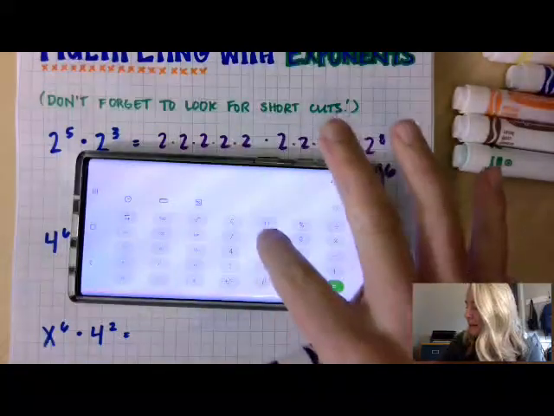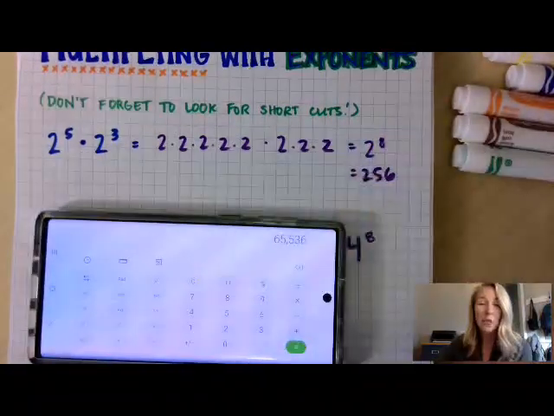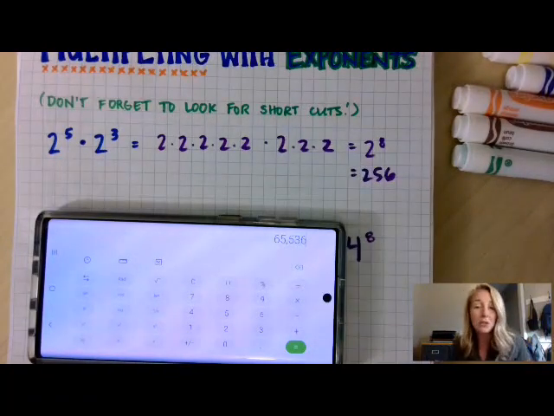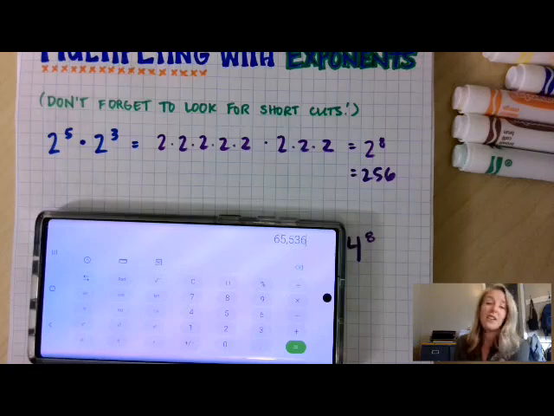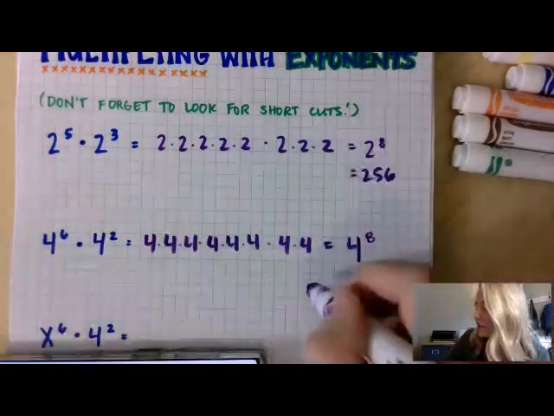4 raised to the 8th power is going to be kind of a big one, right? We get big really fast. In fact, if you've heard anything in the news lately about exponential growth or exponential change, when we're using exponents, change happens really quickly. So 65,536.